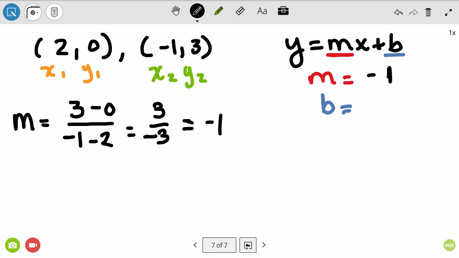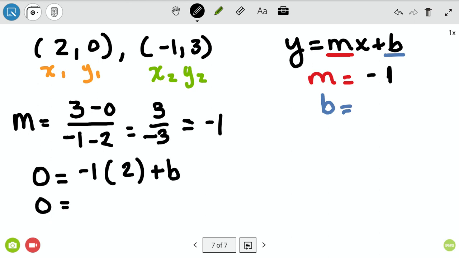So y equals mx plus b. My orange y is a 0. So 0 equals, my m is negative 1, my orange x is a 2, plus b. So I've plugged in y equals mx plus b for the 3 things I know, and I'm going to solve for b. Well, 0 equals negative 1 times 2, which is negative 2, plus b. And then I'm going to add 2 to both sides, and I get b equals 2, positive 2.